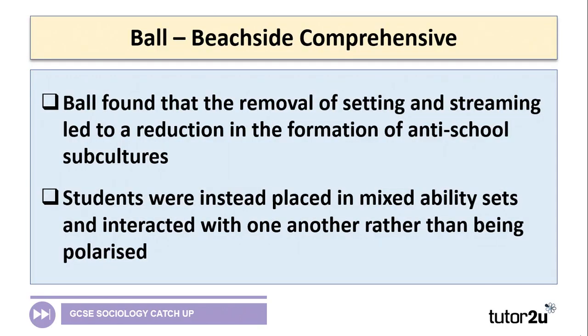A key study to use in evaluating this process was conducted by Stephen Ball. He found that the removal of setting and streaming led to a reduction in the formation of anti-school subcultures. When students were placed into mixed ability sets and were able to interact with one another rather than being polarised, this led to the reduction of anti-school behaviours and improved achievement of those who would have been in the lower sets and streams.